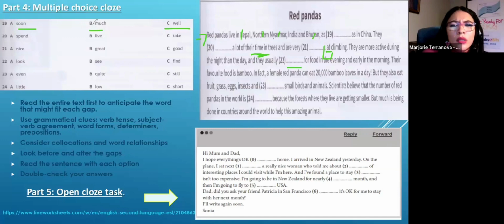What is the correct one? They are very nice at, very great at, or very good at. Letter C. Thank you so much, Alejandra.